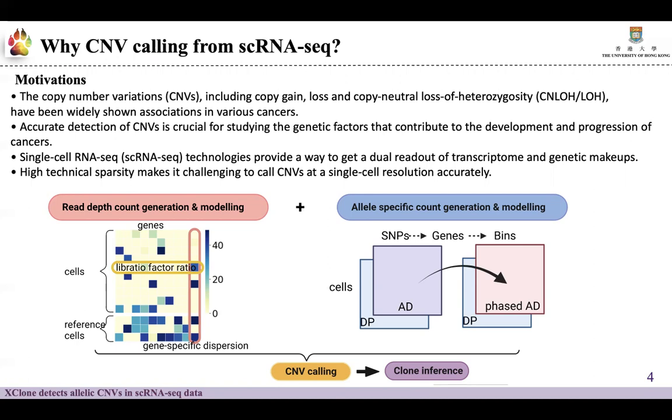So we developed XClone, which aims to detect haplotype-aware copy number variations and reconstruct the tumor clonal substructure by integrating expression levels and allelic balance information.